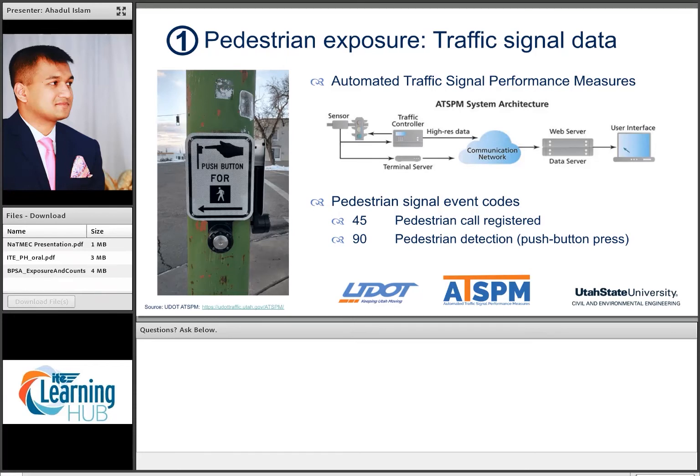Every time a pedestrian push button is pressed in the state of Utah, this activity is recorded and UDOT archives this traffic signal pedestrian actuation data for use in its automated traffic signal performance measures, in short ATSPM, system. The figure shows the ATSPM system architecture. Event code 45 is logged when a call to service for a particular phase is registered from pedestrian demand. Event code 90 is logged each time multiple pedestrians push the button in a single cycle of crossing.